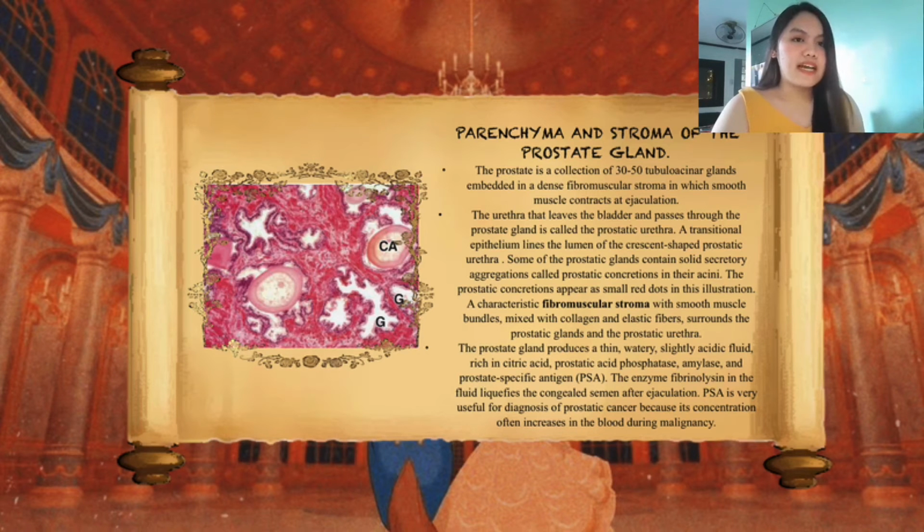Some of the prostatic glands contain solid secretory aggregations called prostatic concretions in their acini. The prostatic concretions appear as small red dots in this illustration. A characteristic fibromuscular stroma with smooth muscle bundles mixed with collagen and elastic fibers surrounds the prostatic glands and the prostatic urethra. The prostatic gland produces a thin, watery, slightly acidic fluid rich in citric acid, prostatic acid phosphatase, amylase, and prostate-specific antigen or PSA.